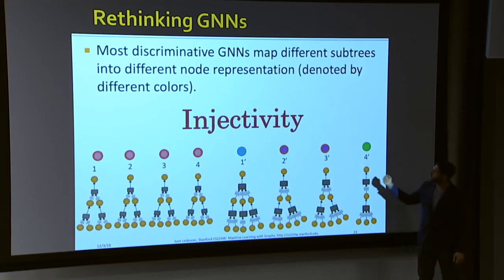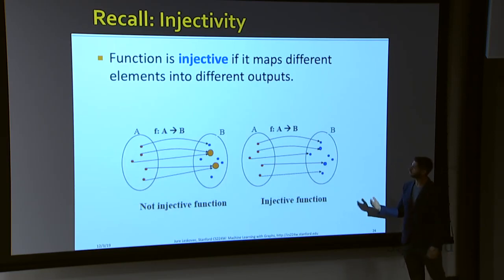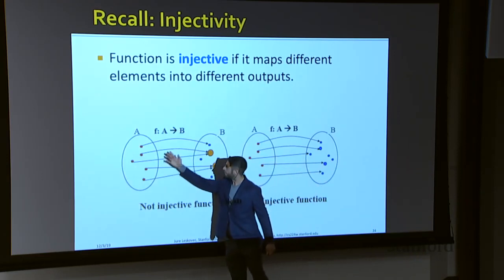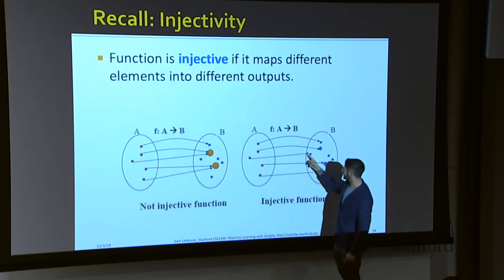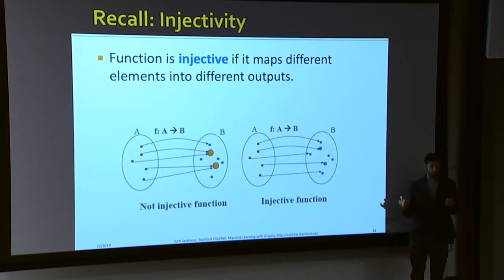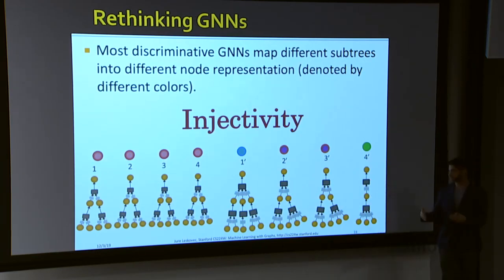Now, in case you forgot your first year of maths, I'm going to give a very quick refresher on what it means for a function to be injective. A function is injective if it maps different elements into different outputs, okay? As we see here, we go from domain A to B, and there are some elements that map to the same output, while in the case of the injective function, each element maps to a different output, okay? And it's very intuitive why we want this property to hold, correct? If multiple nodes all map to the same output representation, then we will not have enough discriminative power for the GNN to understand if nodes are different or not, okay?